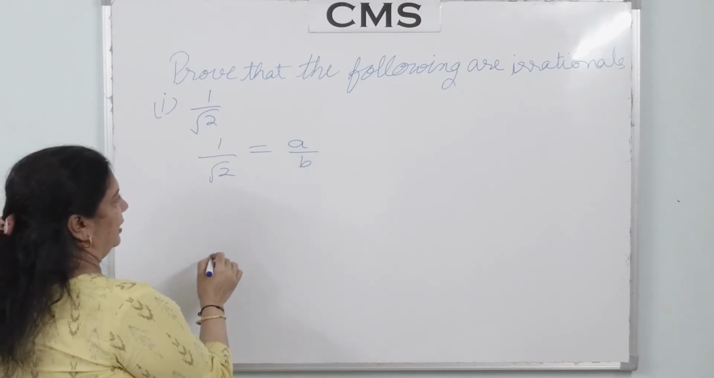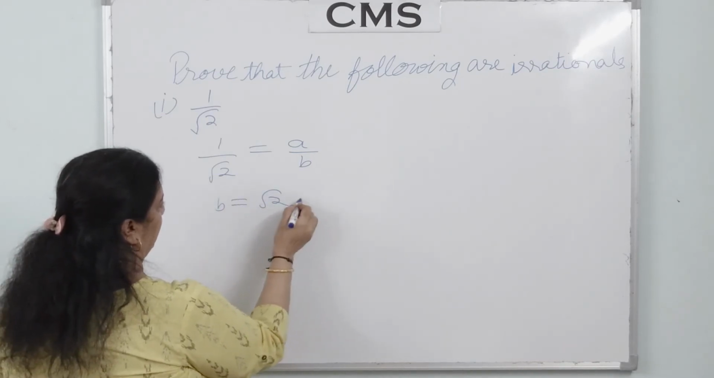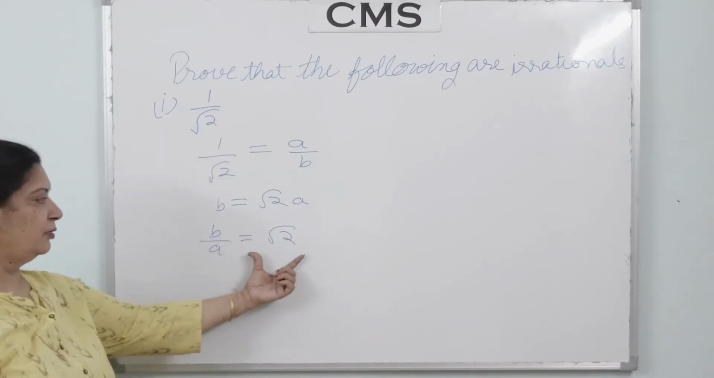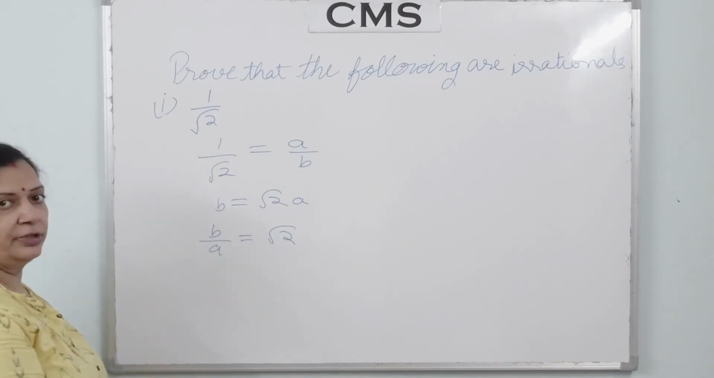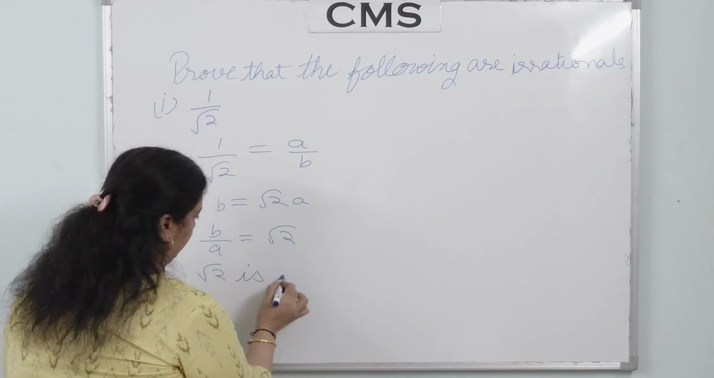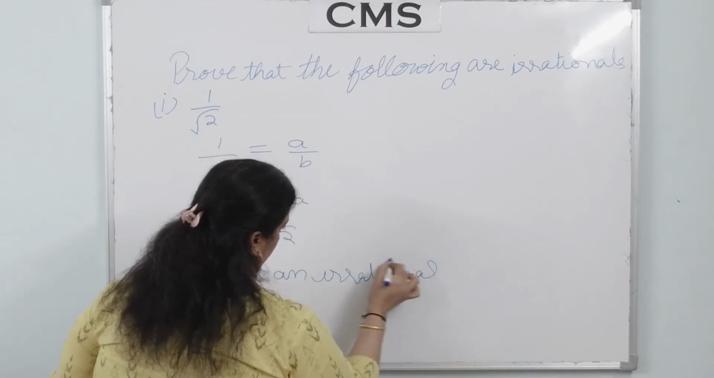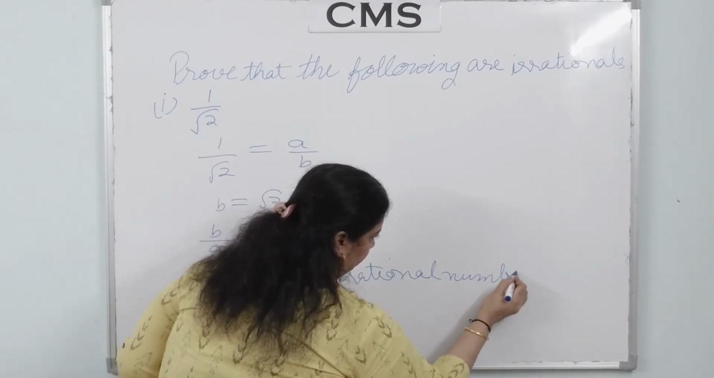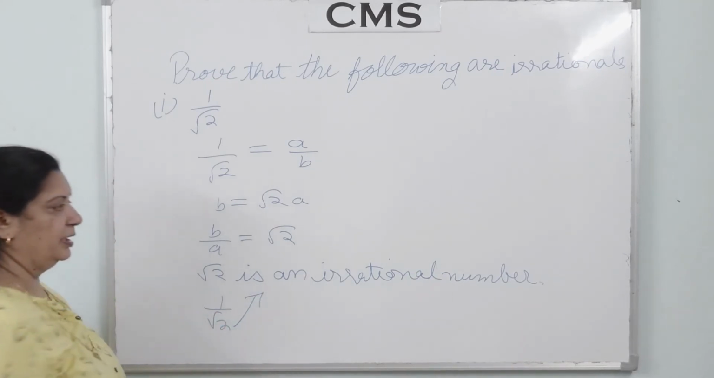When we cross multiply, it becomes B is equal to root 2 A, and B upon A is equal to root 2. This means root 2 is coming in the form of a rational number. But on the contrary, we know that root 2 is not a rational number, it is an irrational number. So according to this, 1 upon root 2 is also an irrational number.